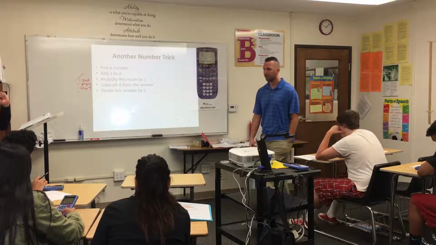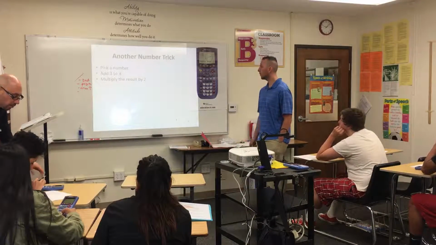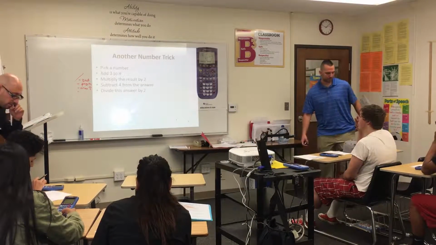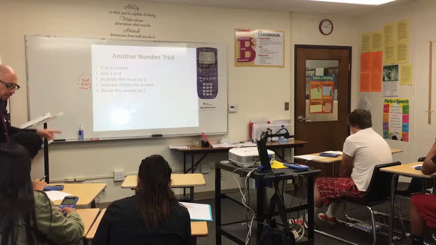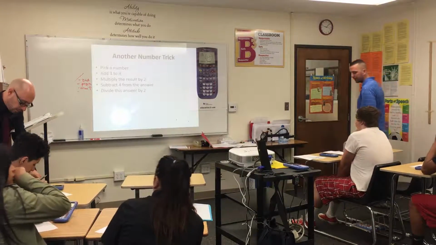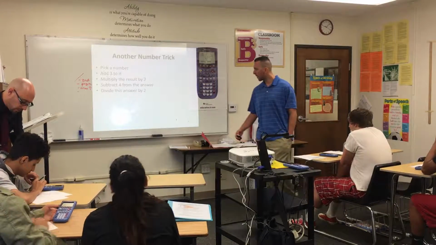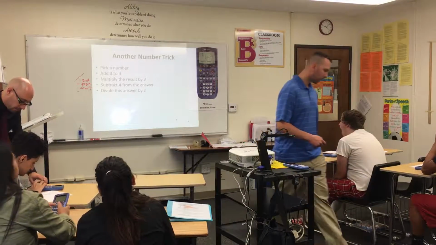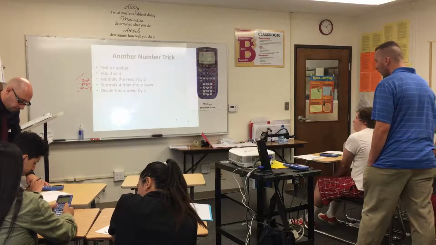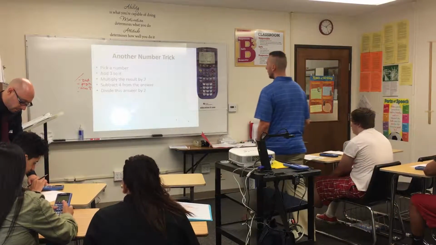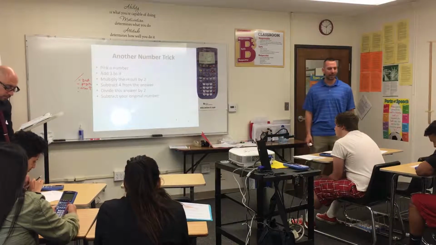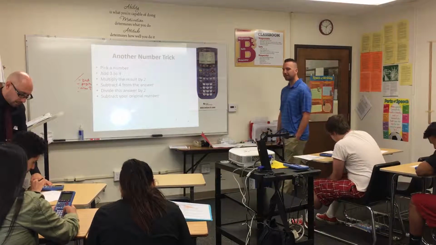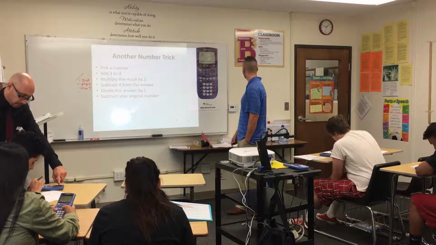Alright, hold on a second. They're trying to catch up. No, we're good. You can leave it. They're just entering it. You've got the subtract 4 and the divide by 2. Subtract 4 and then divide your answer by 2. And subtract your original number. That last step is to subtract your original number.